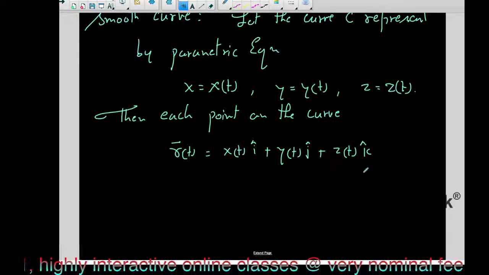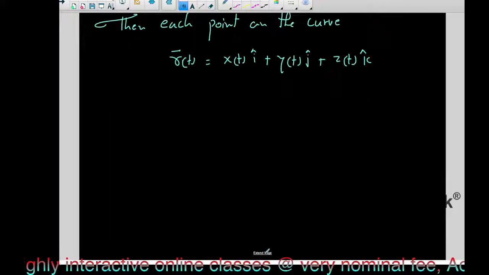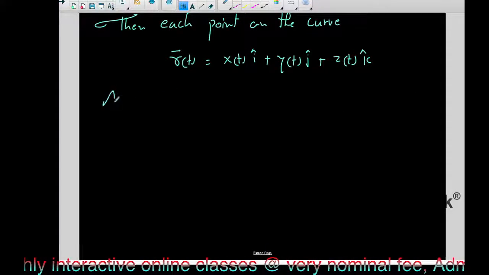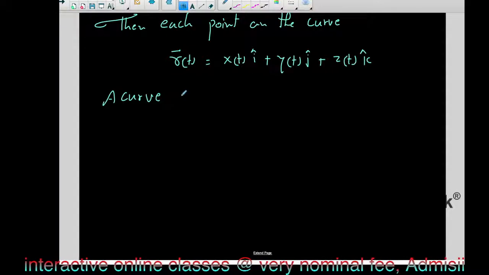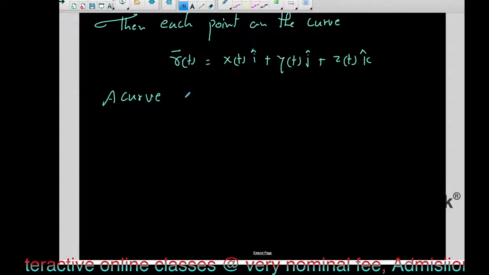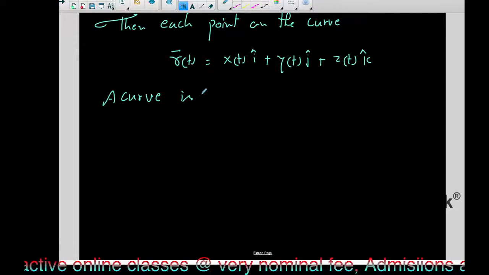Okay. A curve is said to be smooth if the function is, when will it be smooth? What will be the condition? Do you know? Differentiable. Yes, continuous also. Before that, continuous also.